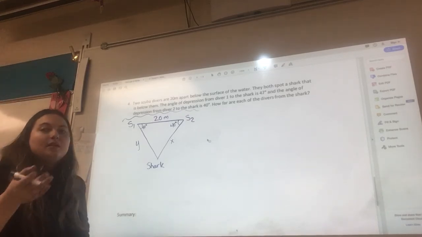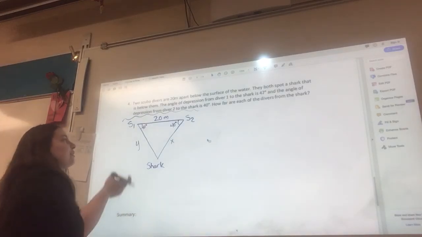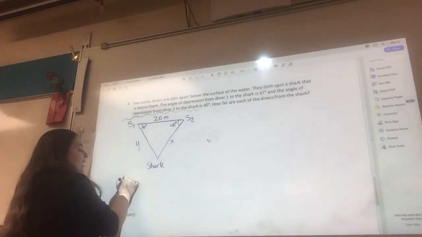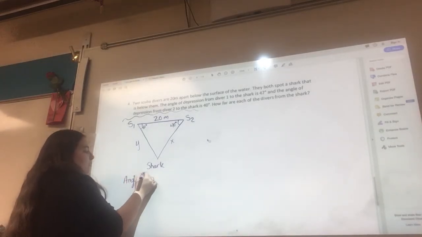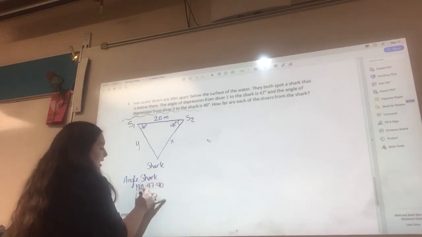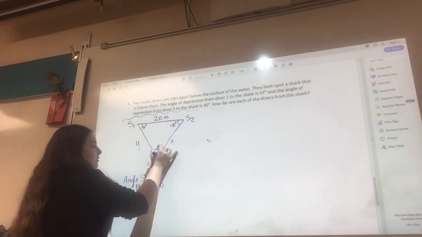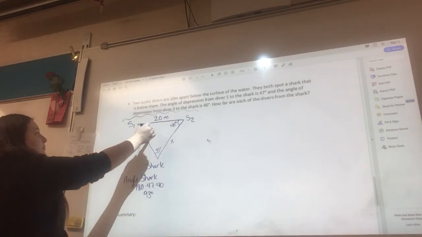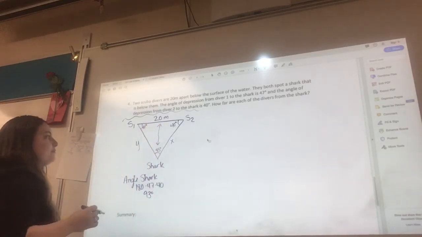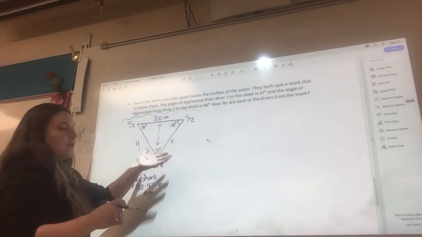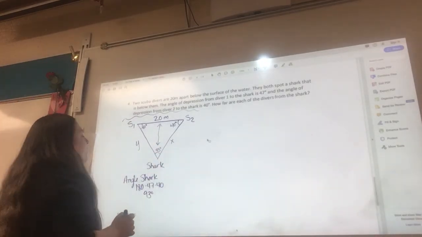So for us to use law of sines, again, remember we have to have a degree and a side length. Well, we have a side length and 2 degrees, meaning for our angle shark, we need to take 180 minus our known angles we were given. And that's going to say 93 degrees. So our angle here for the shark is 93 degrees. Now we have enough information, because we have a side length and an angle, to be able to find X and Y. So we're going to solve for X first, because I like alphabetical order.